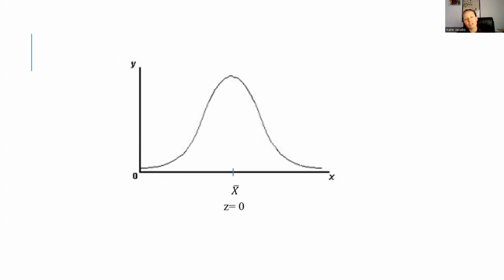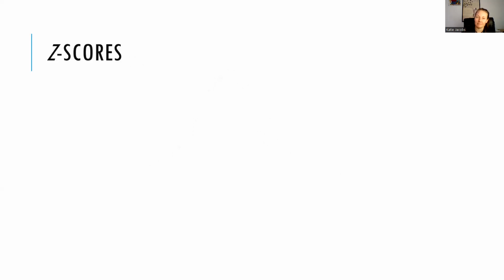Okay, so that's a much prettier looking normal curve there, and we'll see in the center there I have a little line in the middle. That's where our mean is. That's where a z-score equals 0, because if your x value equaled whatever your mean was, it would be 0 standard deviations away from the mean.